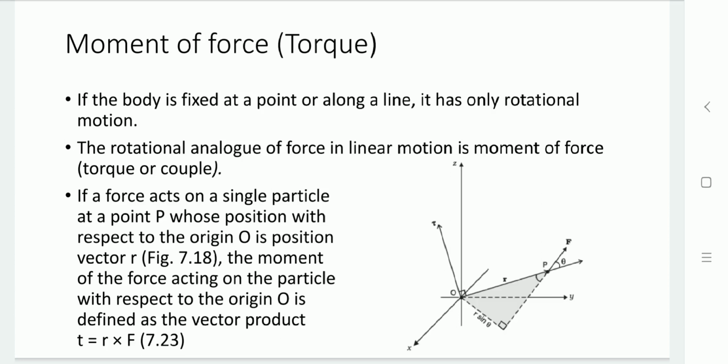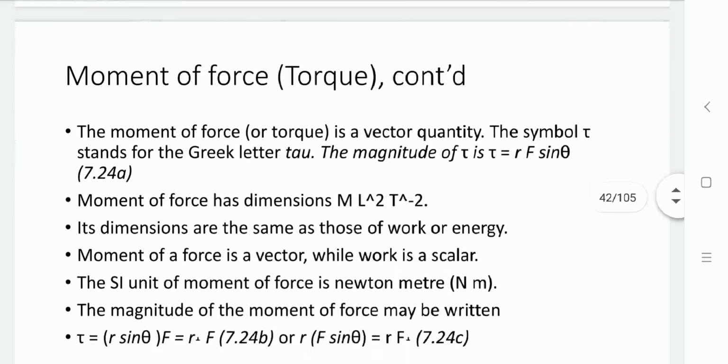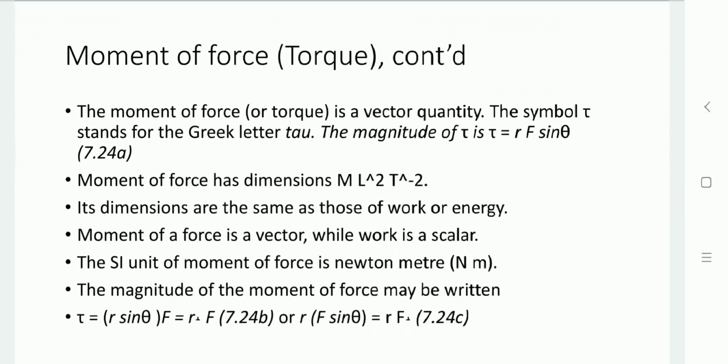So here the moment of force or torque is a vector quantity, which is symbolized by the Greek letter tau. The magnitude of torque tau equals r F sine theta, having the dimension M L squared T raised to minus 2. Its dimension is the same as work or energy. Moment of force is a vector while work is a scalar. The SI unit of moment of force or torque is Newton meter.